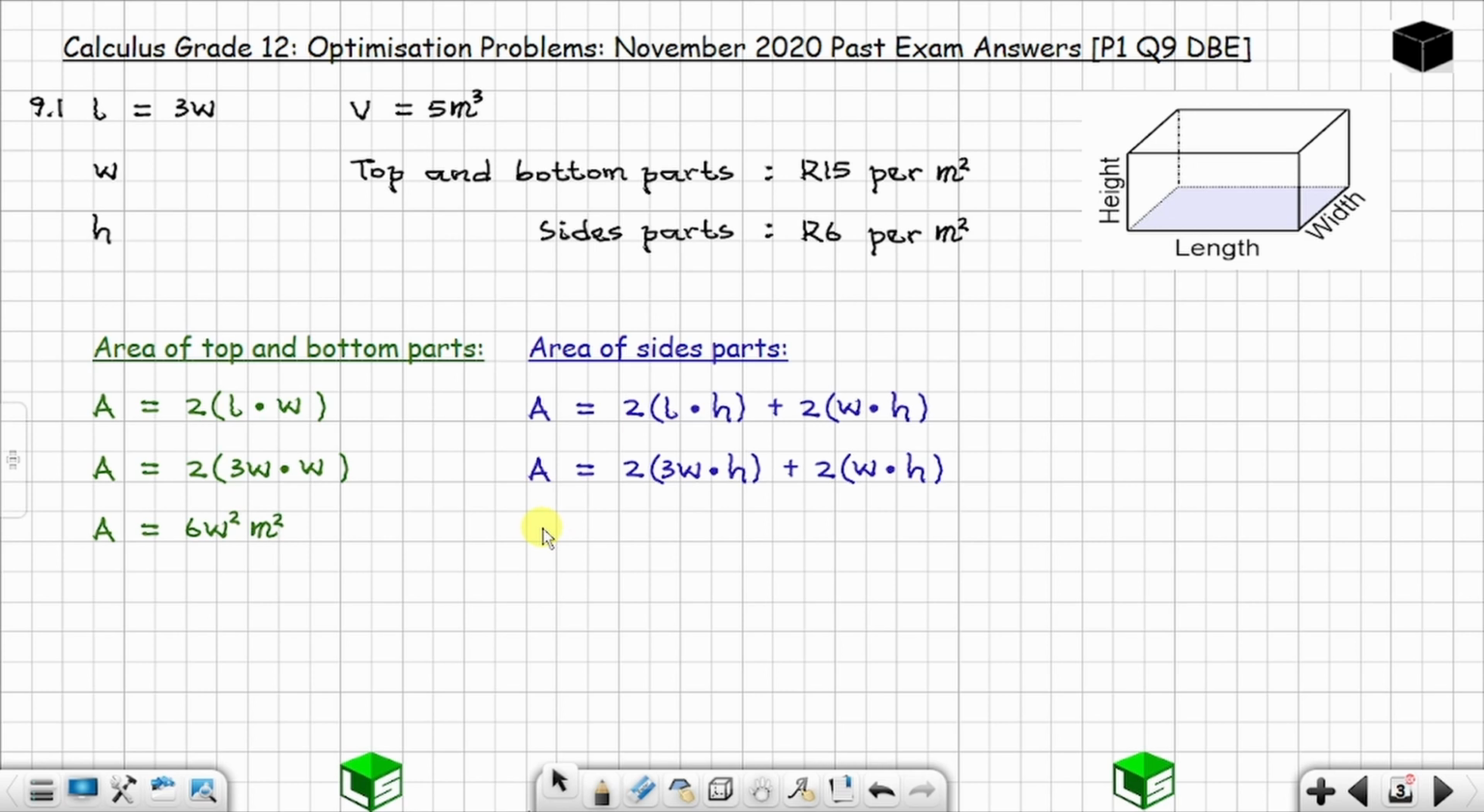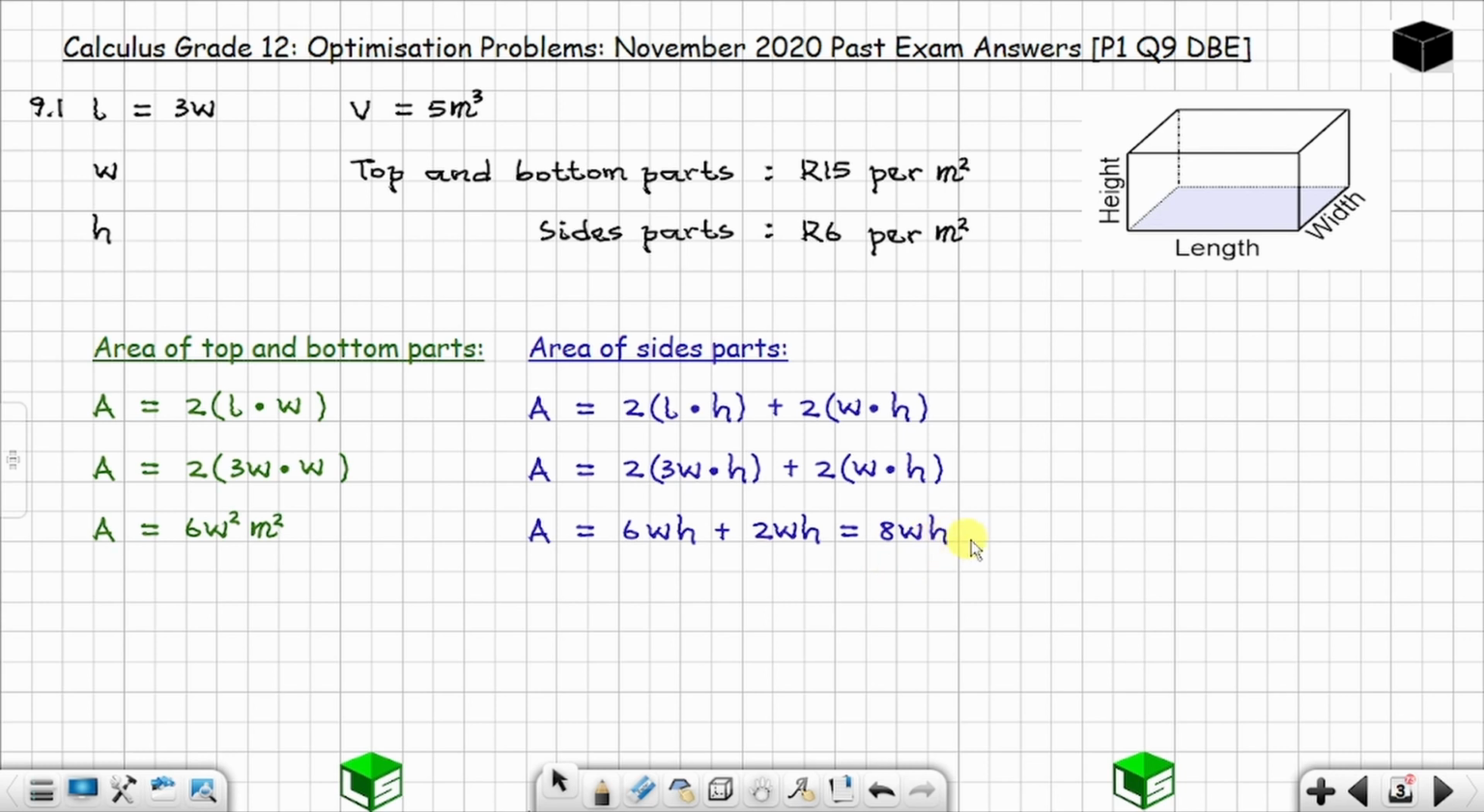So you carry on. The area is equal to 2 times 3, which is 6WH, okay? The width times the height, plus 2 times WH, so it's 2WH, the width times the height. And this is equal to, can you see you have 6WH, 2WH. They are similar, like terms. So this will give you 8WH. You can see that. Okay. So now you have the area of the top and the bottom part. You also have the area of the side part.